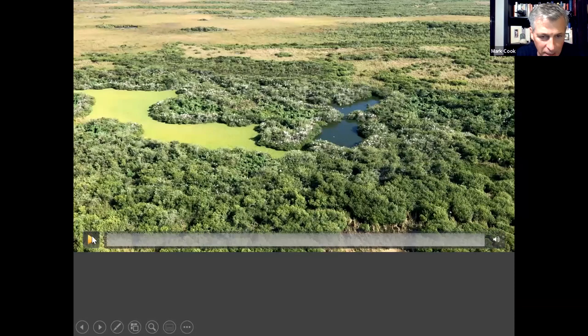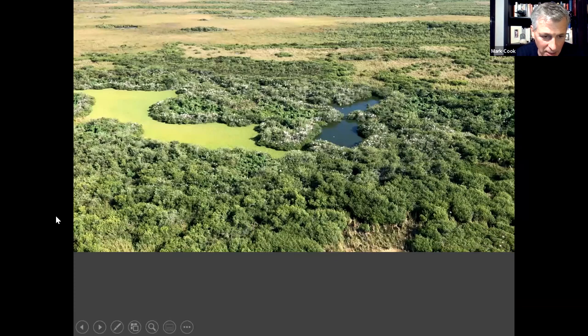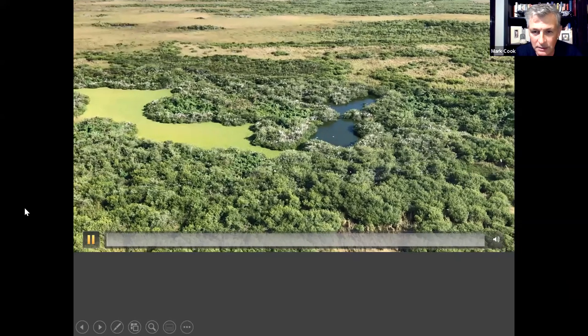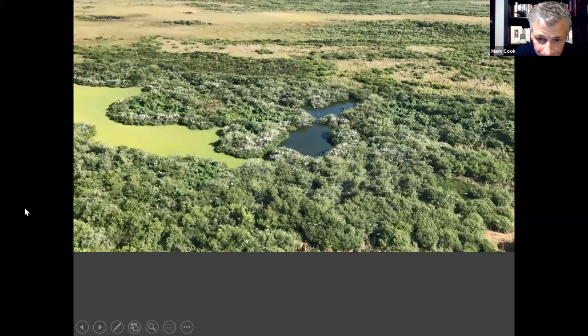kind of during the peak of the nesting, just to give you a sense of the scale of these nesting events. Now, excuse the video. It is just my old iPhone from a helicopter, but hopefully it will play all right and you'll be able to see what's going on.